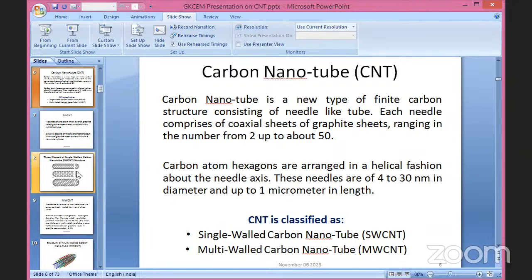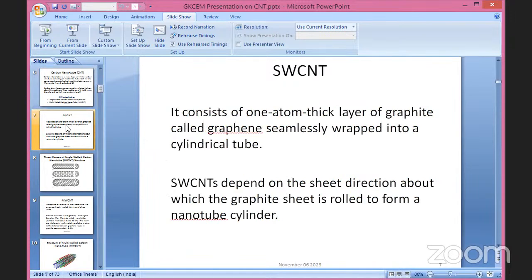Let me show that structure once again. And before that, let's see what a single-walled carbon nanotube, SWCNT, is. SWCNT is a single-walled carbon nanotube, and it consists of a one atom thick layer. Mind that it is just one carbon atom thick layer of graphite, and this structure is called graphene, and it is arranged seamlessly.